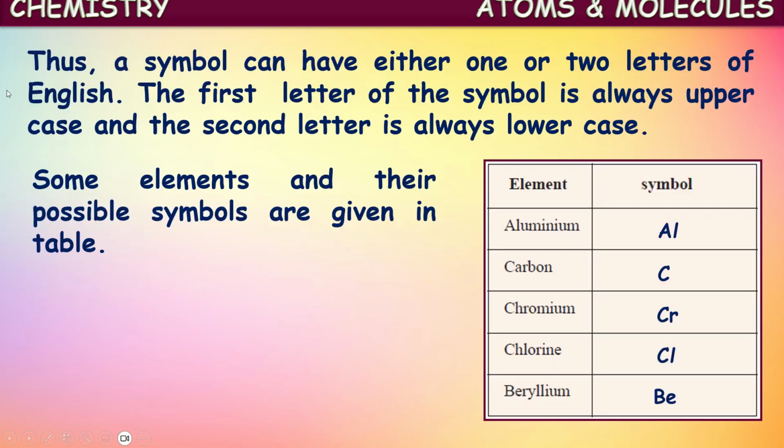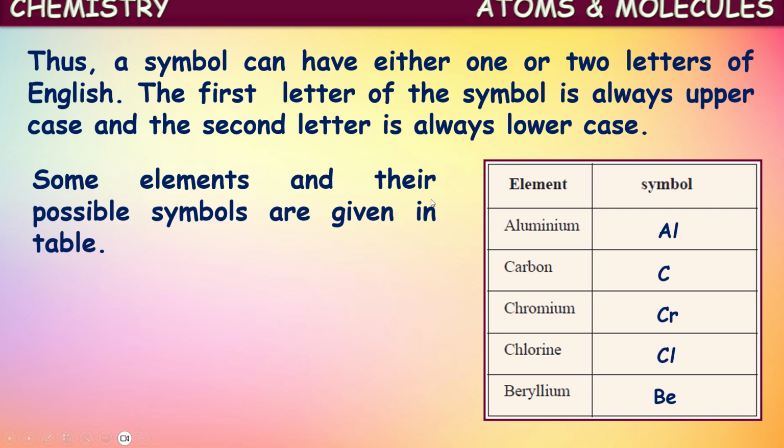Okay. So here it is given that a symbol can have either one or two letters in English. The first letter of the symbol is always uppercase and the second letter is always lowercase. This is the first rule of the symbol. Generally, it is denoted by the first capital letter from the name of an element. If the same letter is repeating, we give importance to one more prominent letter. That letter should be the more pronounced letter along with the first letter in that name. That is why we give importance to that prominent letter.